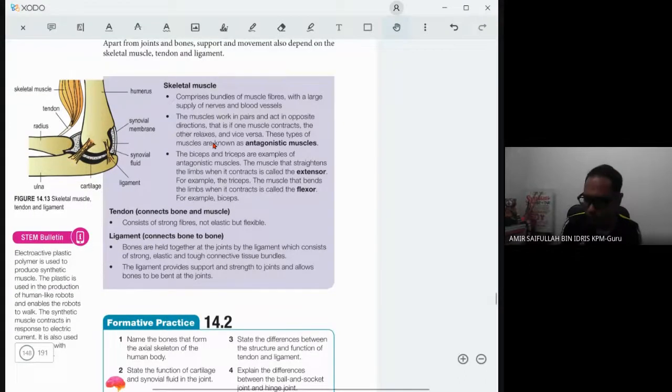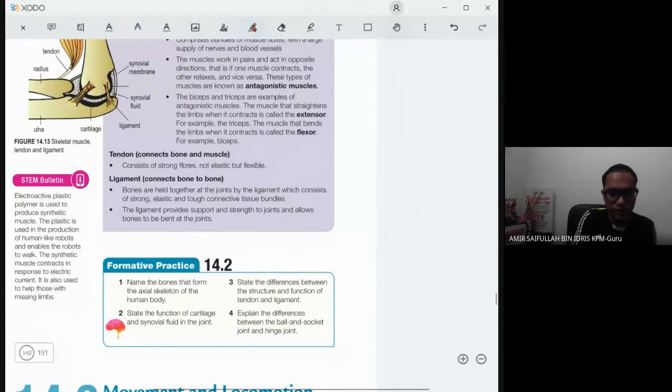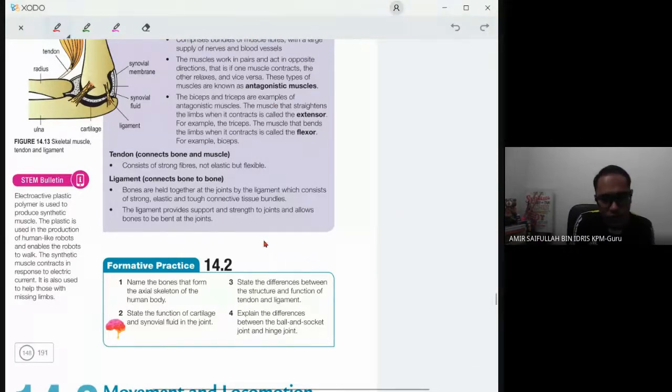Okay, so remember like this. You remember BLB and you remember BTM ataupun MTB. Macam mana lagi senang ingat? MTB and BLB. So BLB meaning bone to bone. So siapa yang connect bone to another bone? Ligament.